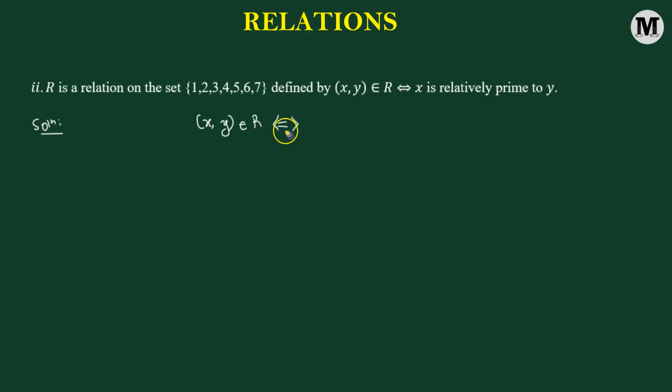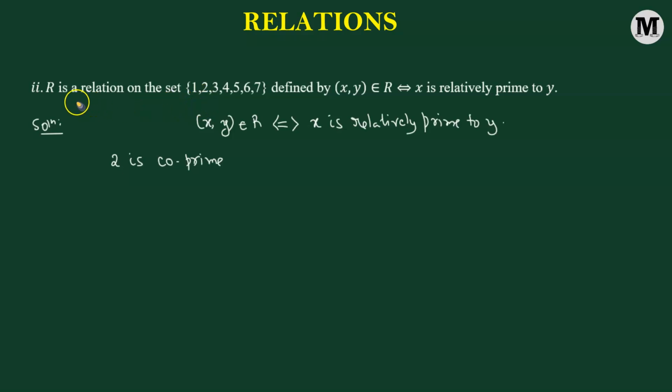If and only if, this symbol means if and only if, x is relatively prime to y. This simply means that when we take the greatest common divisor of x and y, it has to be equal to 1. So if we choose x to be equal to 2, in other words, relatively prime means co-prime. So we can ask, 2 is co-prime with which other elements of that set?